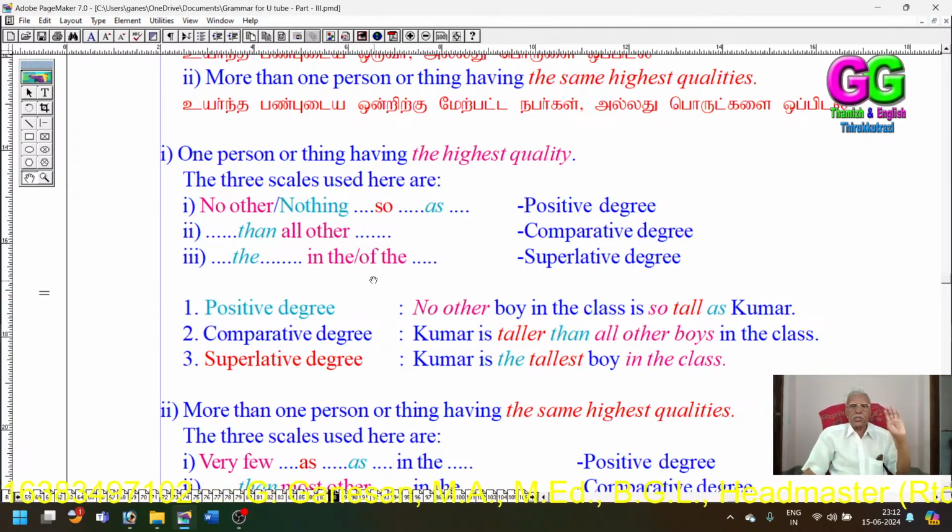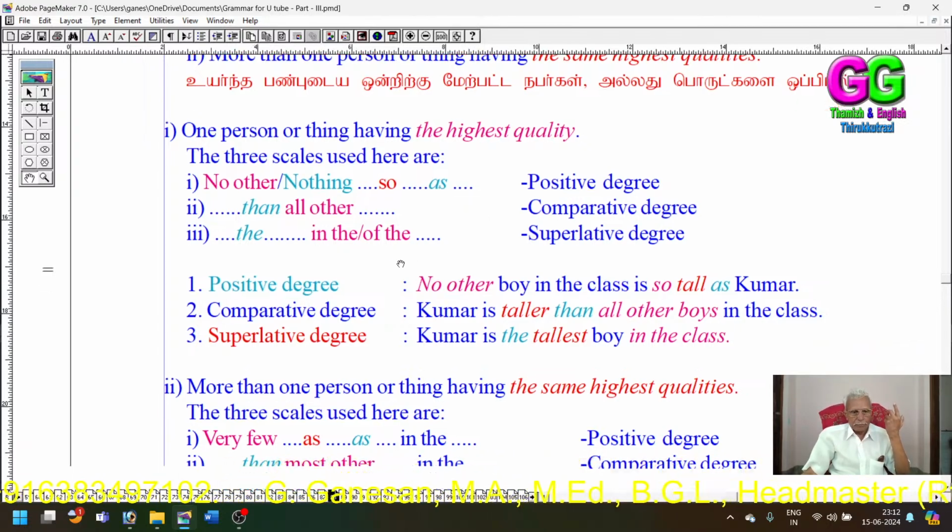These are the scales we have to use to express ideas having more than two persons or things. For positive, no other or nothing, so as. For comparative, the all other. For superlative, the in the or of.